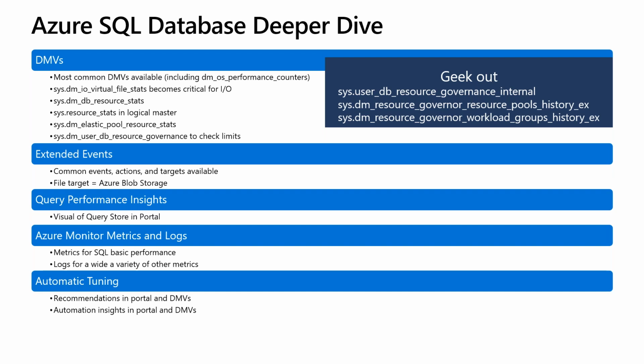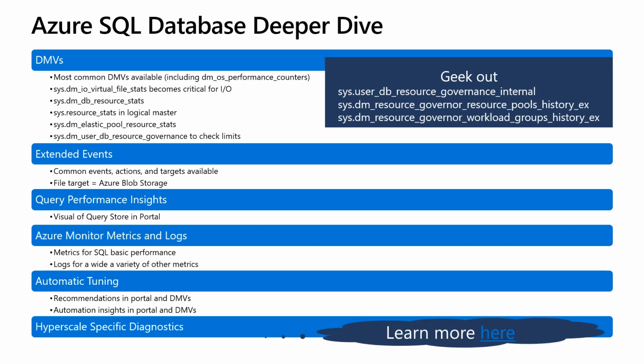And then for automatic tuning, again, you can look at recommendations in the portal. There's DMVs for you to look at. And then the automation itself that you want to see about the tuning history is also available in the portal or through DMVs. And then for hyperscale, there's some very specific diagnostics that you may need to take a look at. And in our documentation, we have specific DMVs for you to look at hyperscale that are needed because of the unique architecture that it provides.